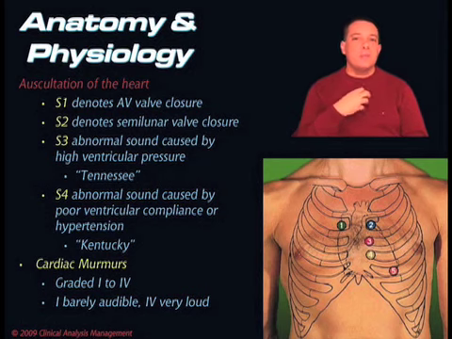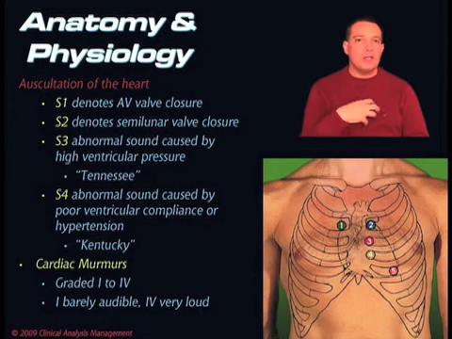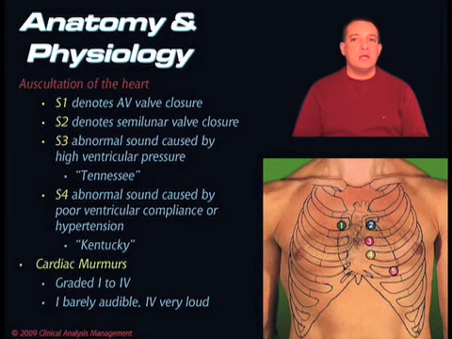In contrast, if the murmur is so loud that I don't even got to put my stethoscope on the chest, I can just get my stethoscope close to the chest and I can hear it, then that would be a grade 6 murmur. So again, grading goes from 1 to 6. 1 is barely audible, and a grade 6 murmur is a really, really loud murmur.